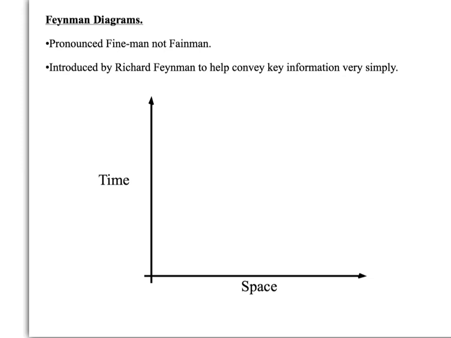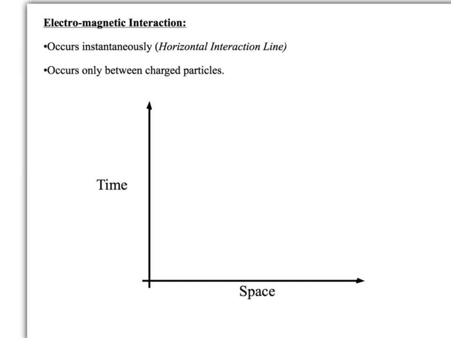Okay, so first things first, the Feynman diagram is on two axes. So in the vertical direction you've got time, and on the horizontal direction you've got space. And those become important with the way you draw Feynman diagrams. So let's have a look at an example for electromagnetic interaction.